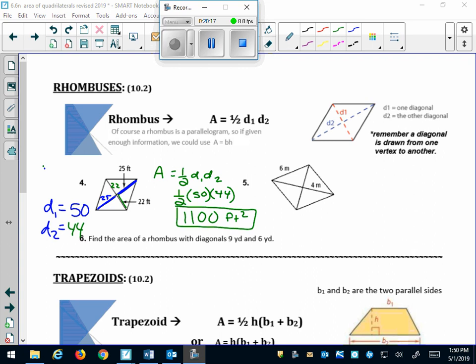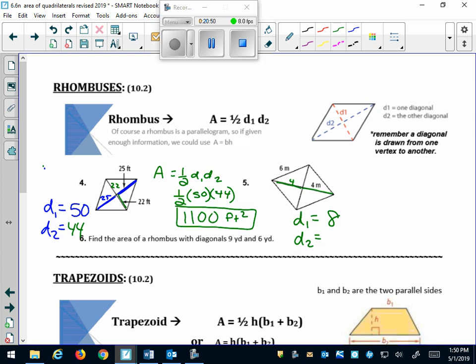Okay, so for number 5, again, we want to figure out what D1 and D2 are. Based on what they labeled here, what would one of the diagonal lengths be? 8. That's 4. This must be 4. How are we going to get the other diagonal? Kelsey? Pythagorean theorem. Isn't that lovely?